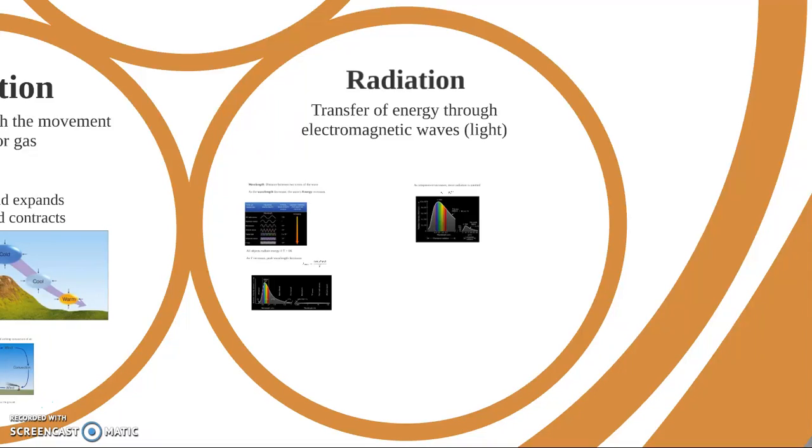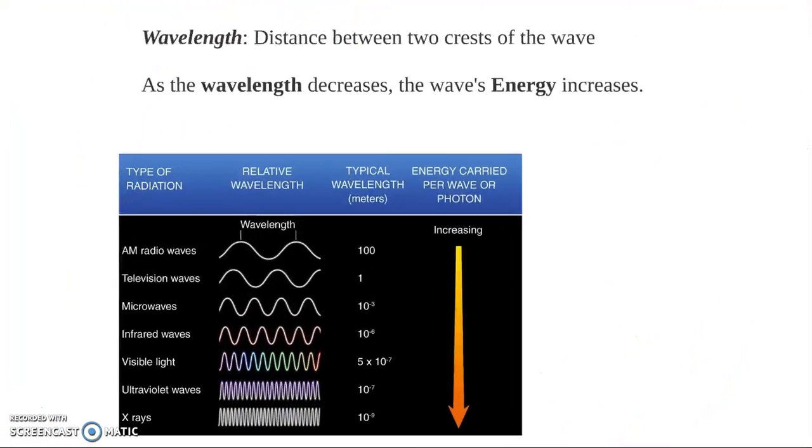One type of electromagnetic wave is actually light. All the light that you see around you is radiation. Now let's talk a little bit more about these electromagnetic waves. It is a wave of electric and magnetic fields, hence why it's called electromagnetic waves. Now, when we talk about waves, we need to talk about wavelength, which is the distance between the two crests of a wave. When we talk about electromagnetic waves, the type of electromagnetic wave depends on the wavelength.